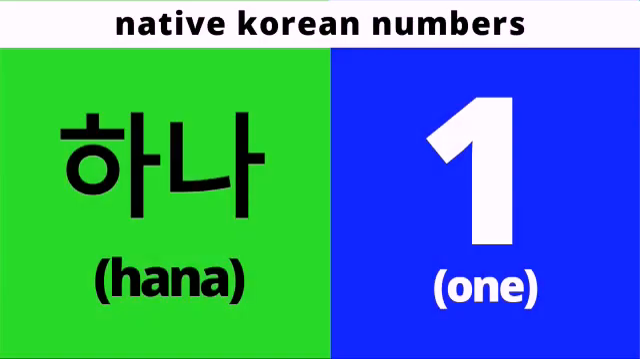Number 1 is hana in native Korean numbers. Again, hana is number 1. This is composed of two syllables. The first syllable is ha, second syllable is na. Pronounce it with me. Hana.